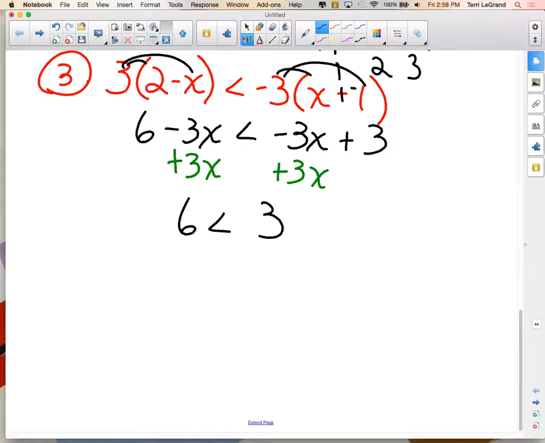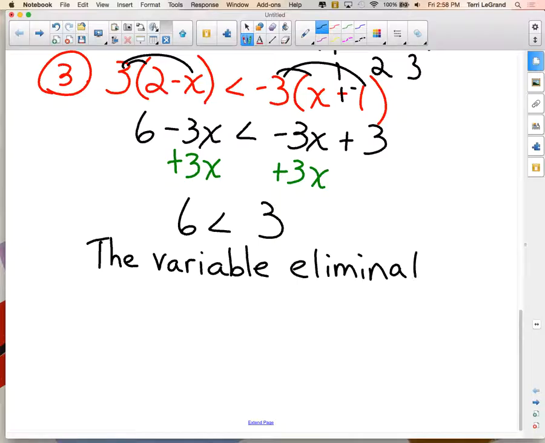At this point, I'm going to say to myself, and I'm going to write it down, the variable eliminated. You don't have to write this in your homework, but I would like you to write it in our practice. The variable eliminated, in other words, is gone. It's no longer there. On both sides, when you add 3x, those x's cancel each other out. So there's only the 6 on the left side, there's only the 3 on the right side.